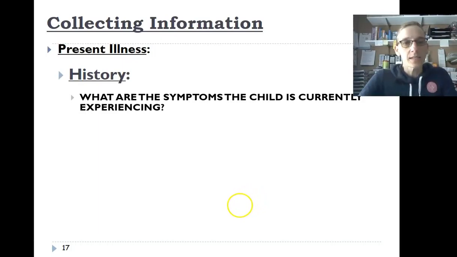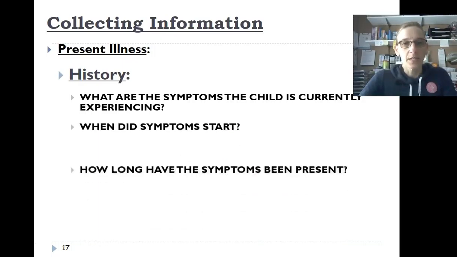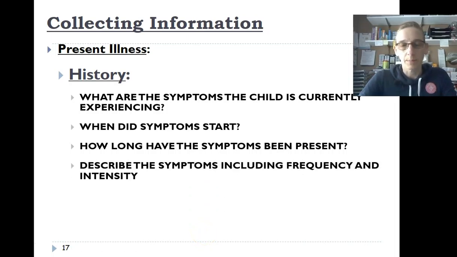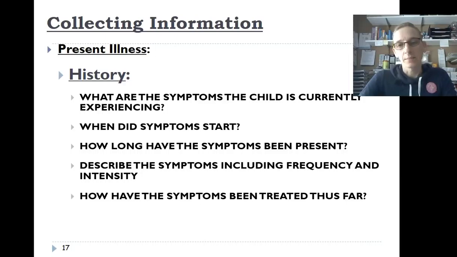Your present illness history. What are the symptoms the child is currently experiencing? When did they start? How long have they been present? Describe the symptoms, including frequency and intensity, and how the symptoms have been treated thus far. Does anything make the symptoms better or worse? If your child has cold symptoms, are you giving him or her cold medication? What medication are you giving? How often are you giving it? Do you notice any difference? That kind of thing.